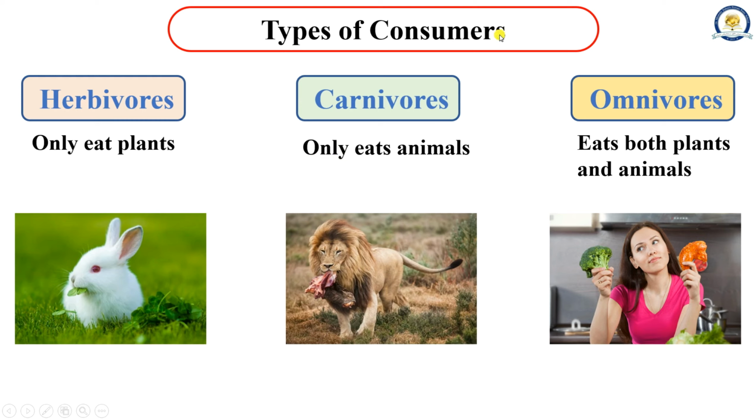Types of consumers are herbivores, which only eat plants. Carnivores, which only eat animals. Omnivores, which eat both plants and animals.